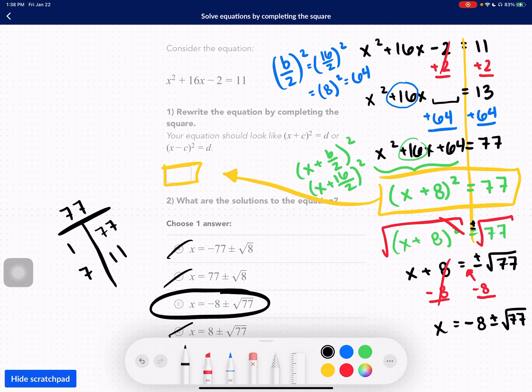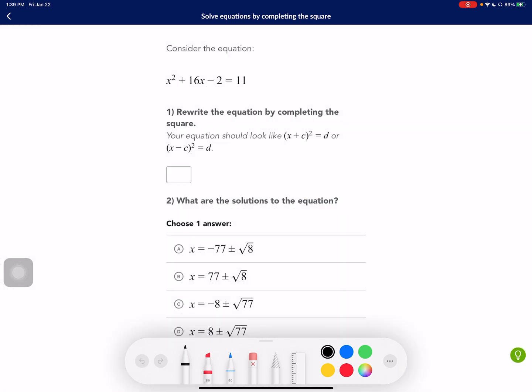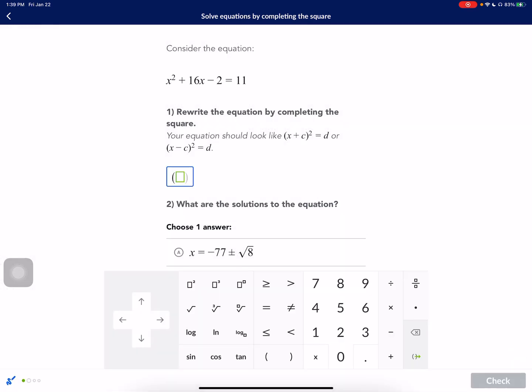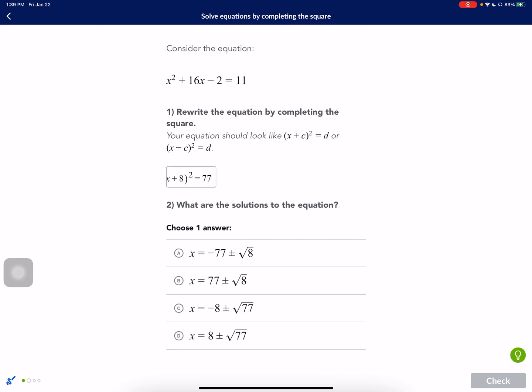Okay, so this is how you tackle these problems. Again, please pause the video to get all of this written down. I'm going to go ahead and type it in, just to check my answers, make sure I did it right. X plus 8 squared equals 77. And then we had gotten that our answer is C.